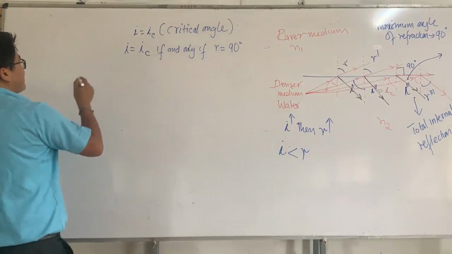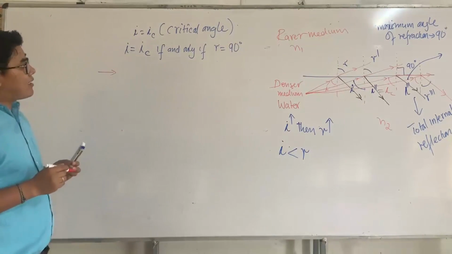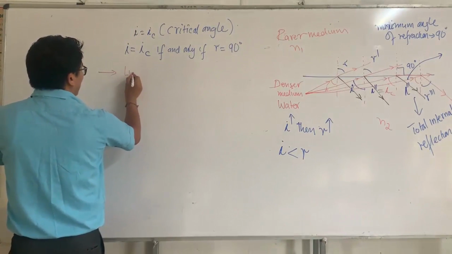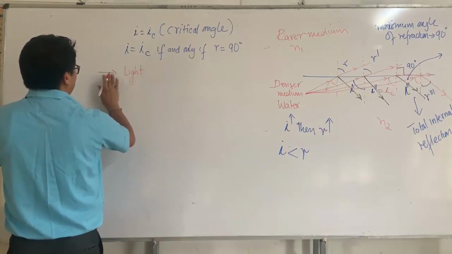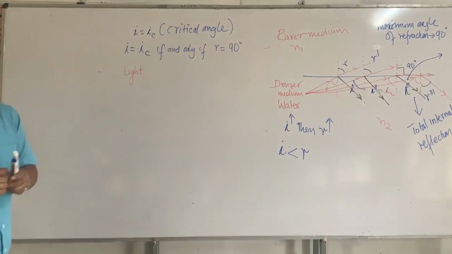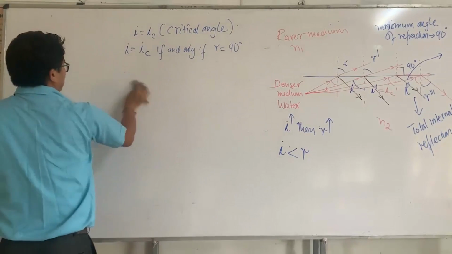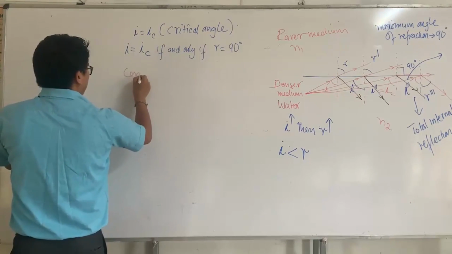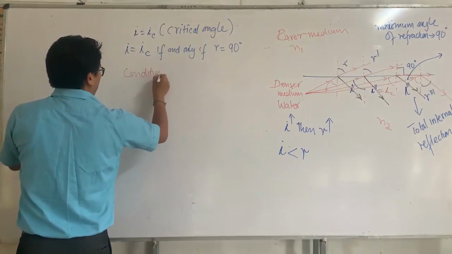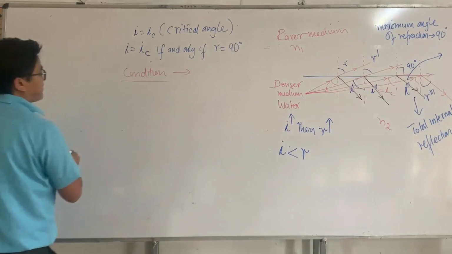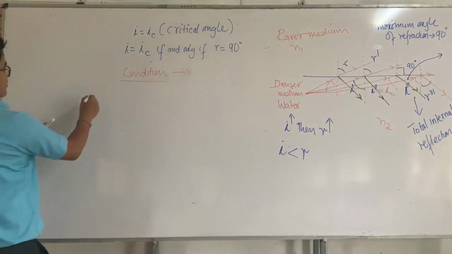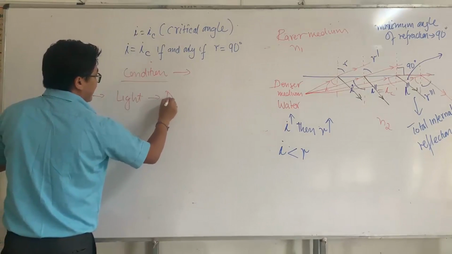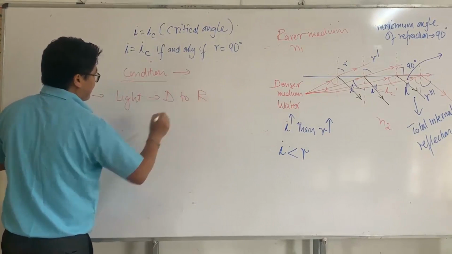Now look here, the condition for total internal reflection to occur. I just write here, two important conditions to satisfy for total internal reflection. First is that light has to go from denser to rarer.